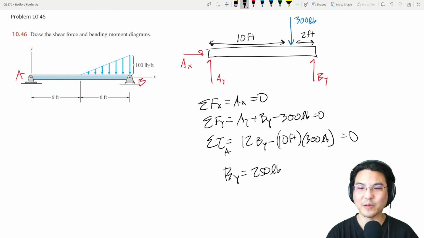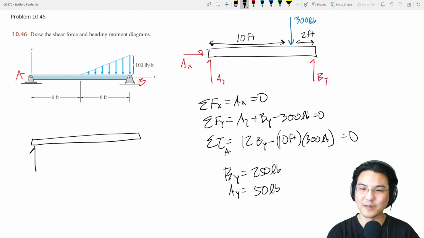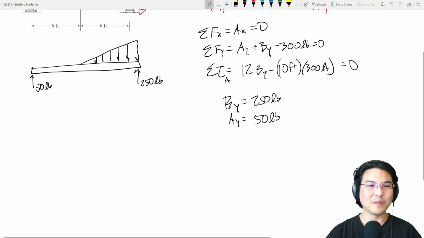Okay, and then AY is 300 minus BY. So 50. And AX is 0. So then it looks like AY was 50, BY was 250, and then there's this distributed load like that. Now let's solve for the shear force and bending moment, but using the calculus relationship.